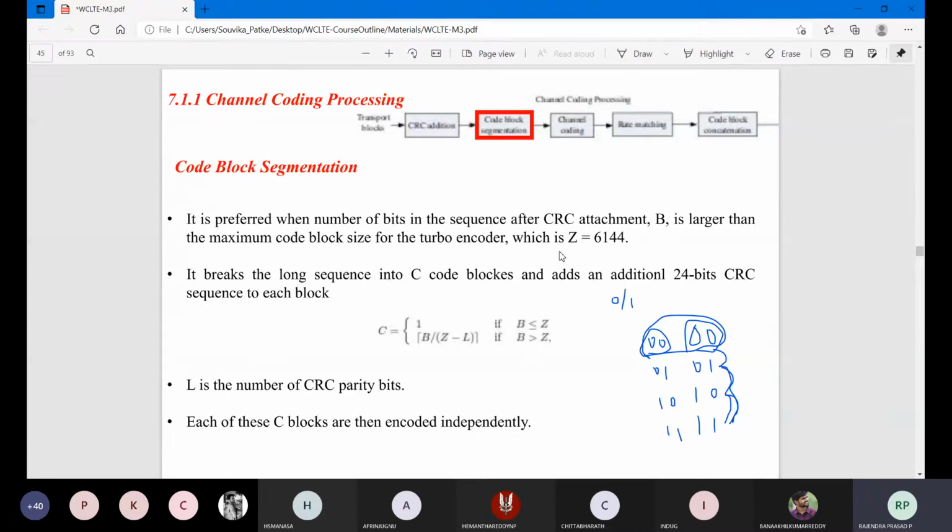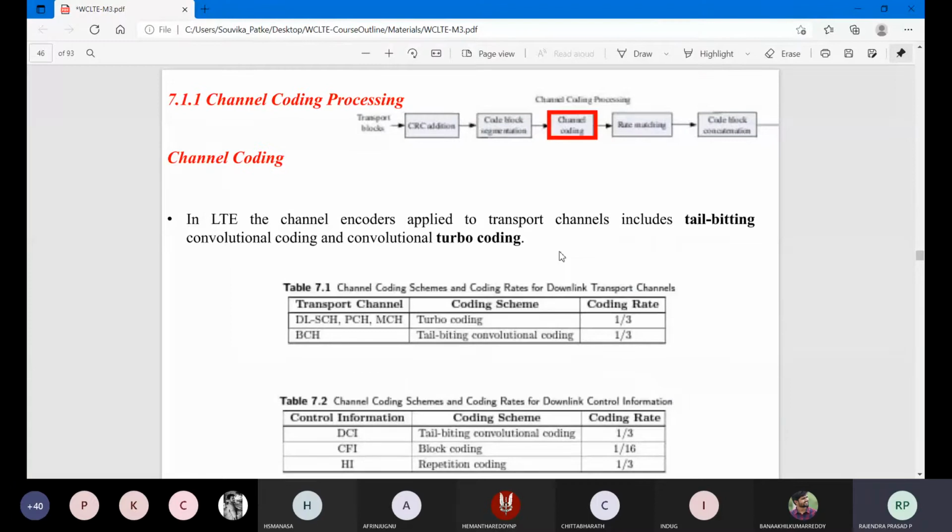So this was about that. Then we have channel coding. Different encoding methods are applied, like tail biting and turbo coding for these channels. The BCH channel and the control information channel will also follow this information. So what is channel coding?